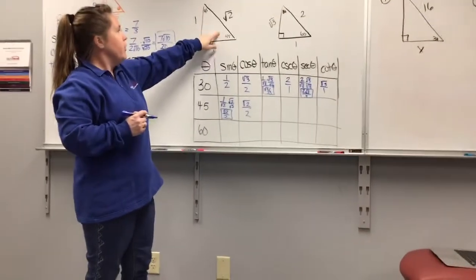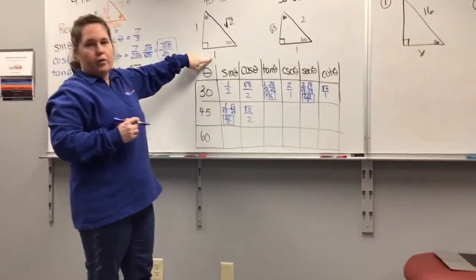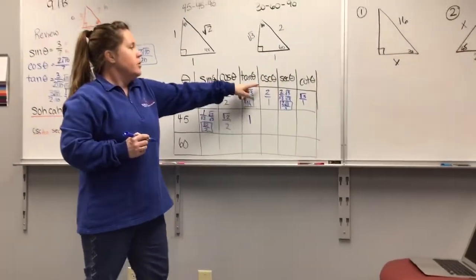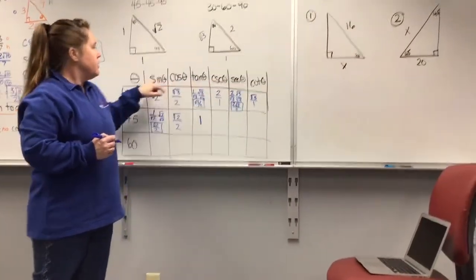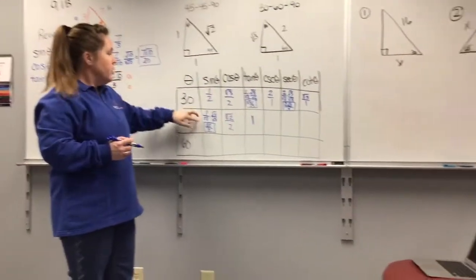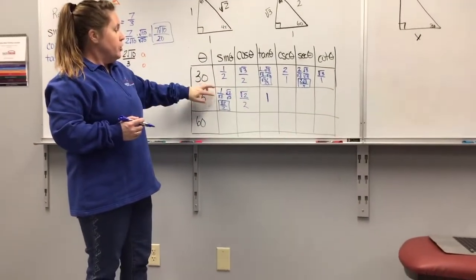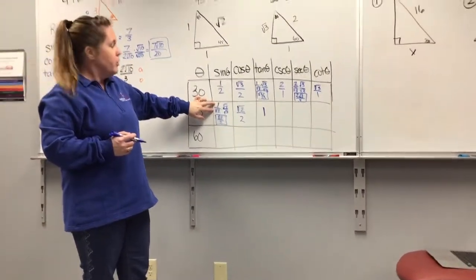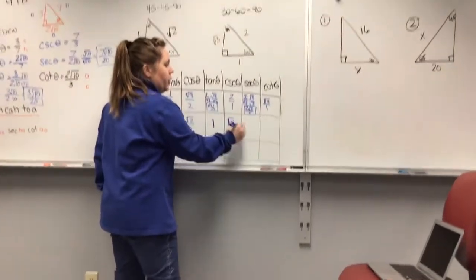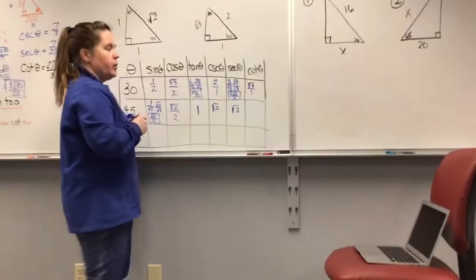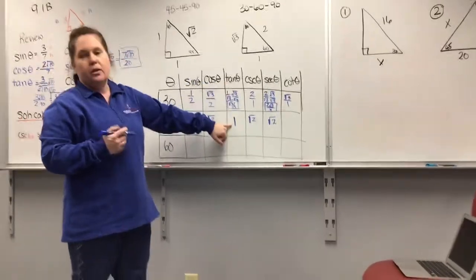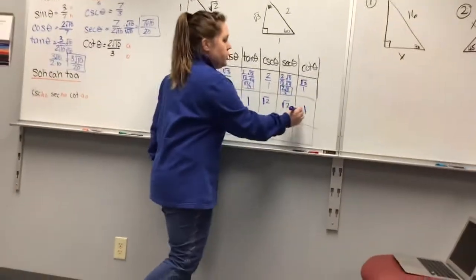Tangent, 45 is opposite over adjacent. 1 over 1 is 1. So then cosecant and secant, if sine and cosine are the same, cosecant and secant are going to give me the same ratios. So I go back here, and I'm going to flip my original ratios. 1 over square root of 2, when I take the reciprocal of that, is going to be the square root of 2 over 1, which is just the square root of 2. And then cotangent is the reciprocal of tangent. The reciprocal of 1 is still just 1.